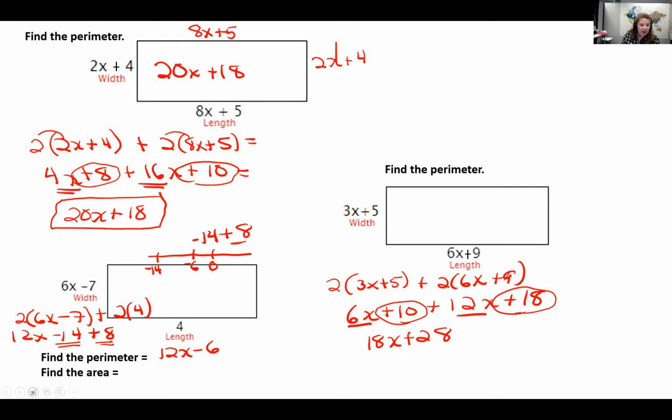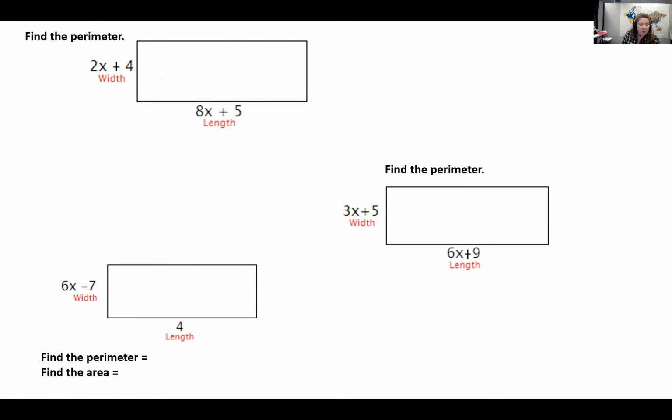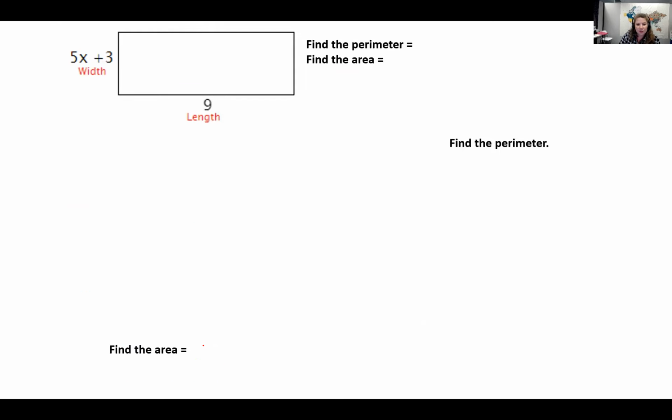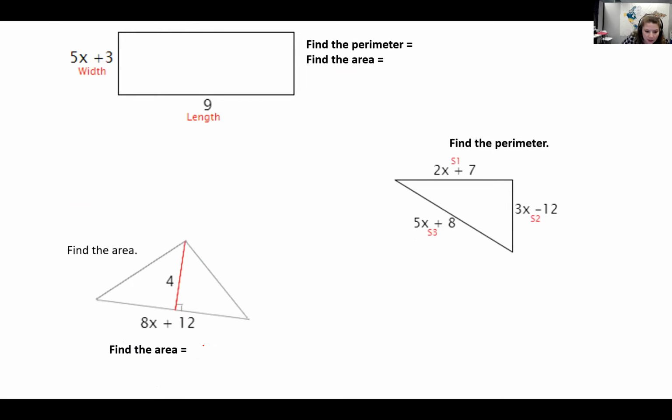All right, so what about our area? So for the area, I'm going to get rid of all this. Hopefully you can rewind the video if you need to. Rewind, that's an old term. I'm showing my age. All right, so for area, we're going to multiply the length times the width. All right, so 4 times 6 is 24x minus 4 times 7 is 28. So the area is 24x minus 28. All right, you guys, try these 3 problems.